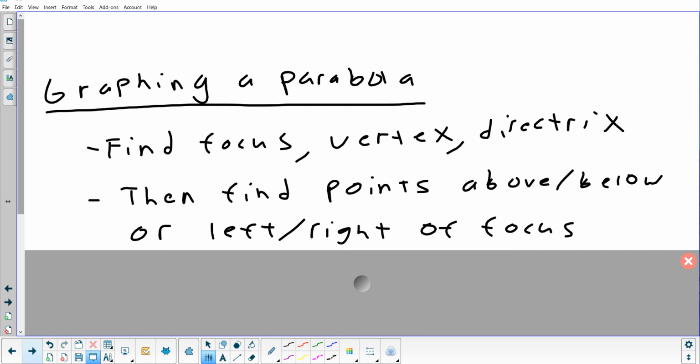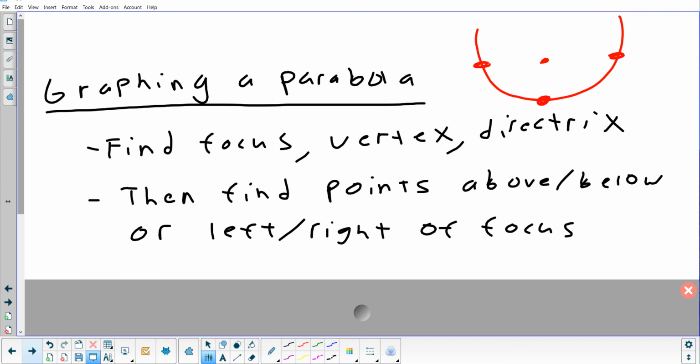After we find those, if we can find some points either to the left and the right of the focus or above and below the focus, that'll give us a good idea of what it looks like. And I say above, below, or left, right, because it depends which way the parabola opens. If your parabola opens this way, then you're going to want to find the vertex. You'll find your focus. And then I would find a point to the left and the right. Between those 3 points, you can make a decent sketch.